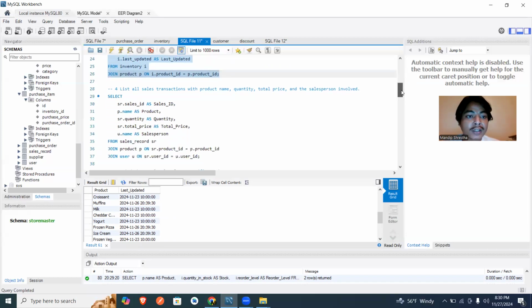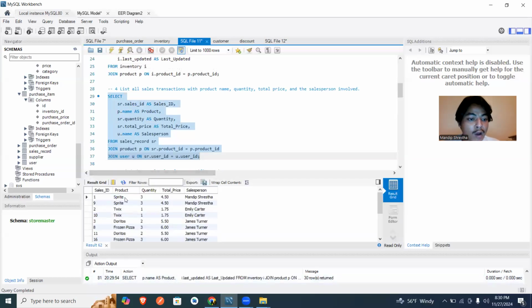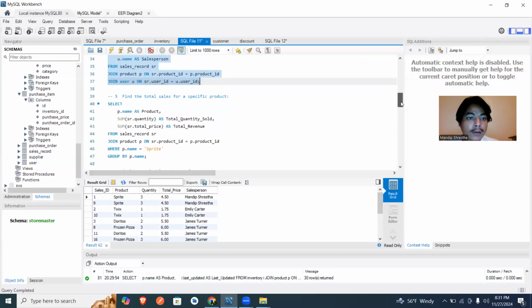And my fourth functionality is to list all the transactions with product name, quantity, total price, and the salesperson involved. If I run this query, it will show how many I sold, like Sprite, three quantity sold by me. Similarly, if you check over here, again Sprite on Monday. Again, if you see Twix, it is sold one. It is sold by Emily Carter. So this is what it shows.